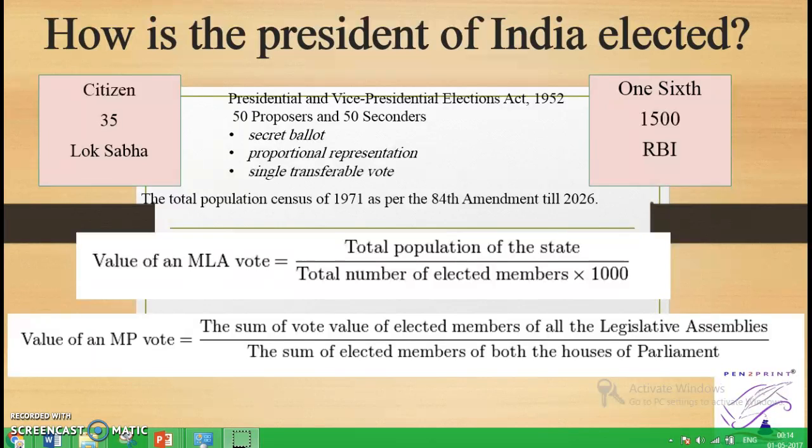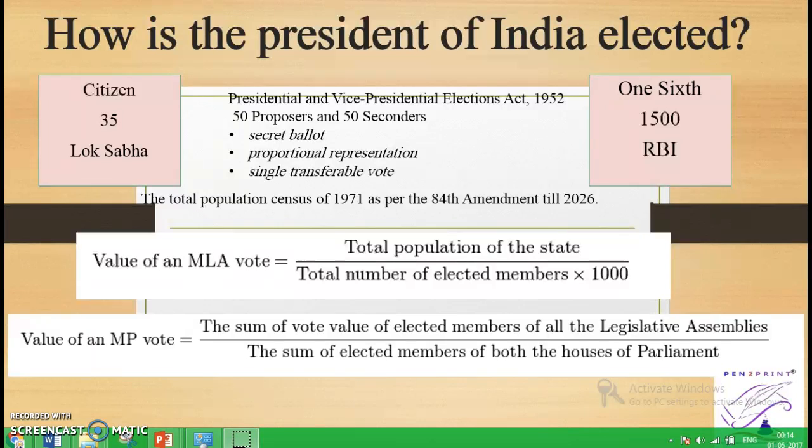Those candidates who get the lowest number of votes will be eliminated, and their votes will be added to the candidates who have got more votes. So this process will continue until one candidate gets more than 50% of the vote, and the one who gets more than 50% of the vote is elected to the post of President of India.